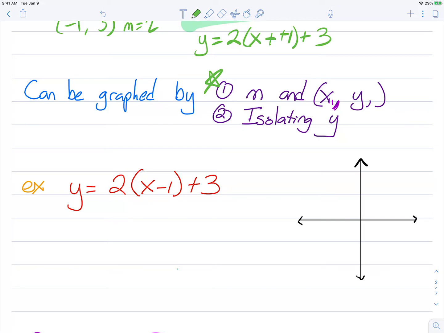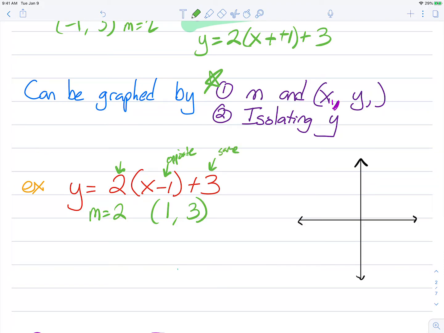So if my equation is y equals 2 times x minus 1 plus 3, my slope is 2, because that's the number in front of the parentheses. The point is always the opposite of the number that's with the x value. Opposite. So it's going to be a positive 1, comma, 3. So this always just stays the same.